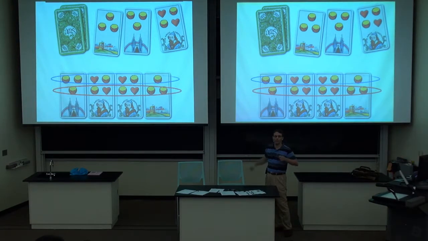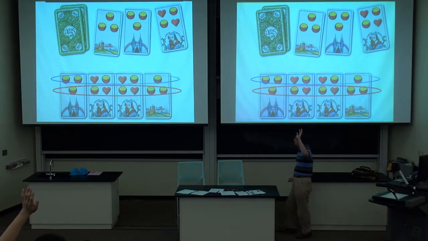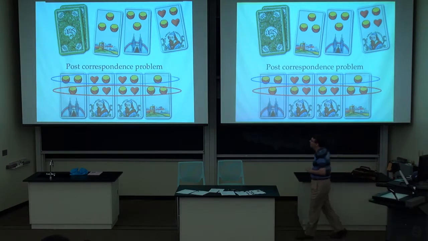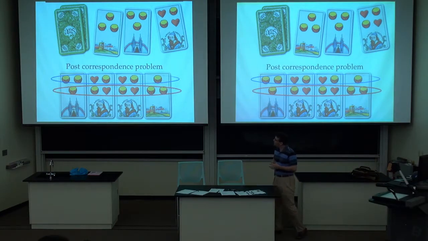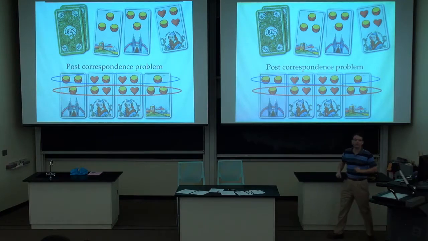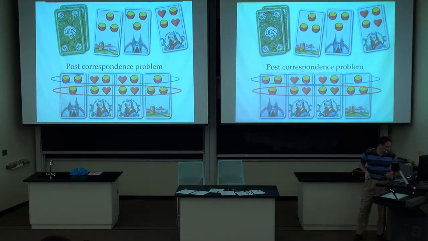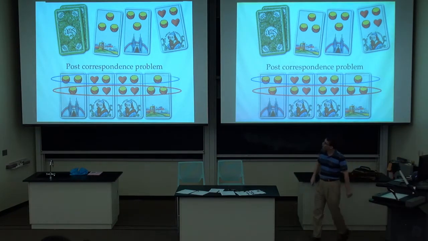How many people are familiar with this problem? Not too many. You should all know this. It's called the Post Correspondence Problem. It originated in a really beautiful little four-page paper by the logician Emil Post in 1946. It's widely used in certain types of proofs, which I'm now going to sketch for you. So just keep in mind this Post Correspondence Problem.